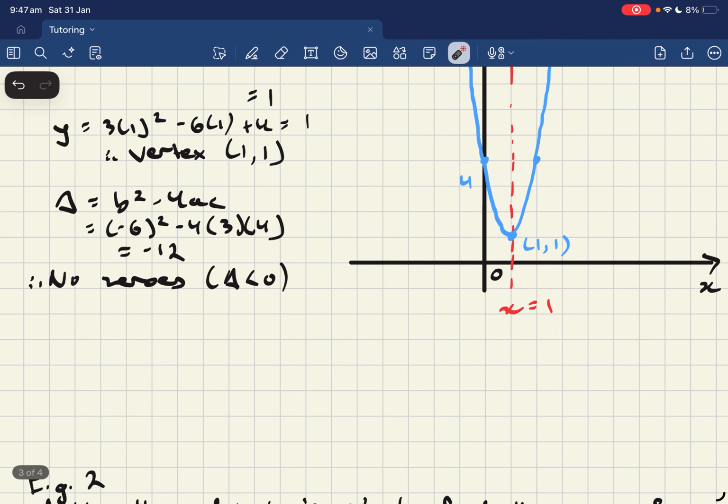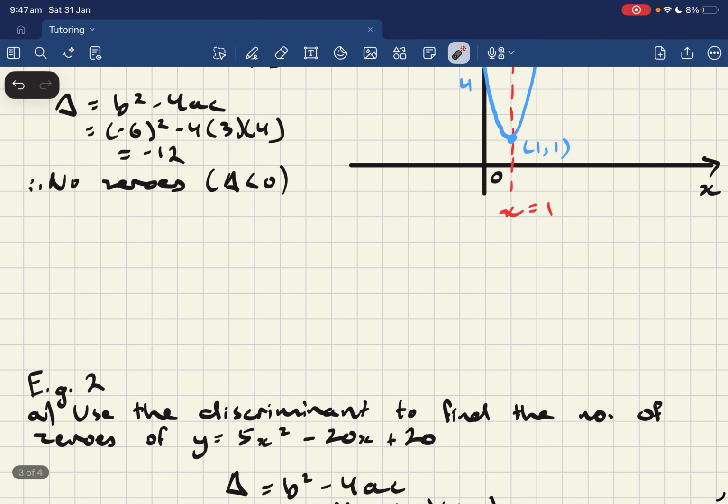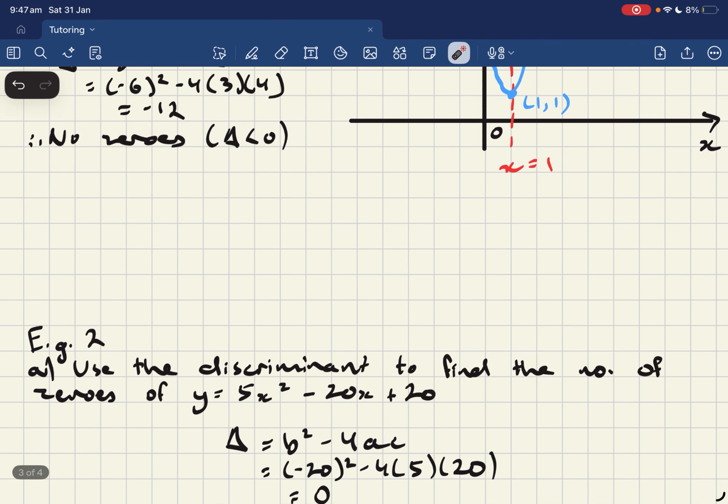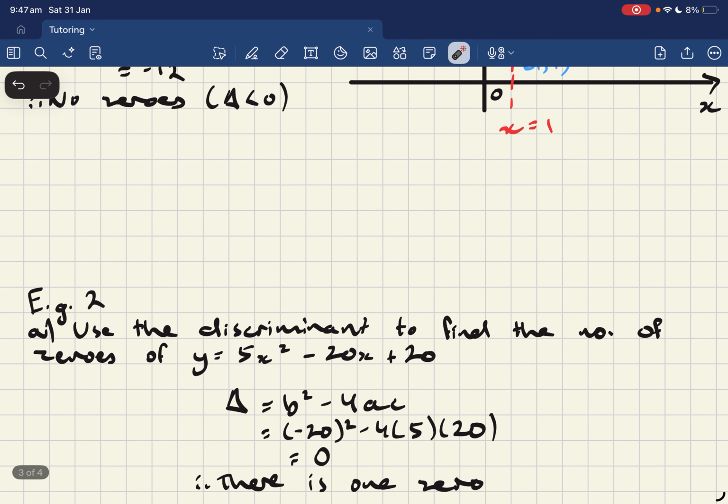Now, one last example is we are using the discriminant to find the number of zeros of y equals 5x squared minus 20x plus 20. So substituting into the discriminant, b squared minus 4ac, I substitute these values in, and that gives me 0. So that means that I only have 1 zero. So using the discriminant gives us a really quick way to determine, before I graph anything, how many x-intercepts I am expecting? But that brings us to the end of the video.